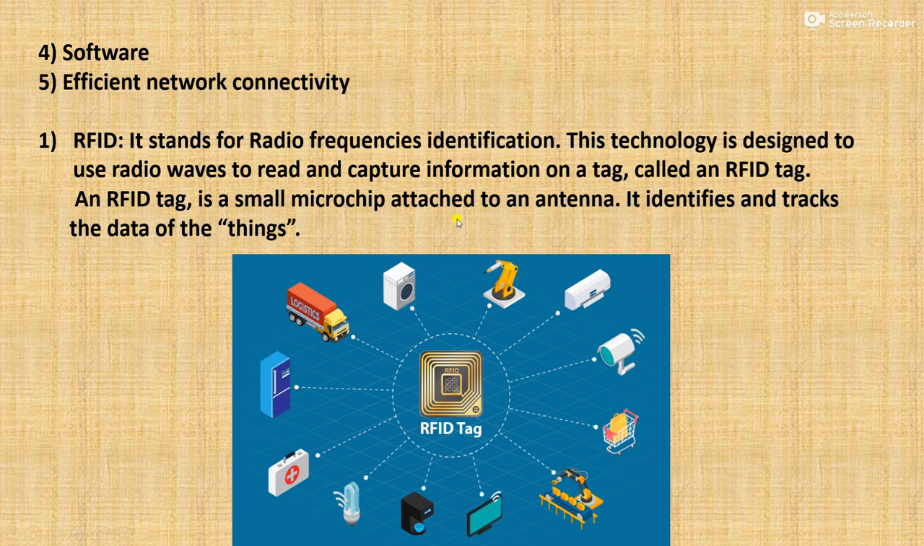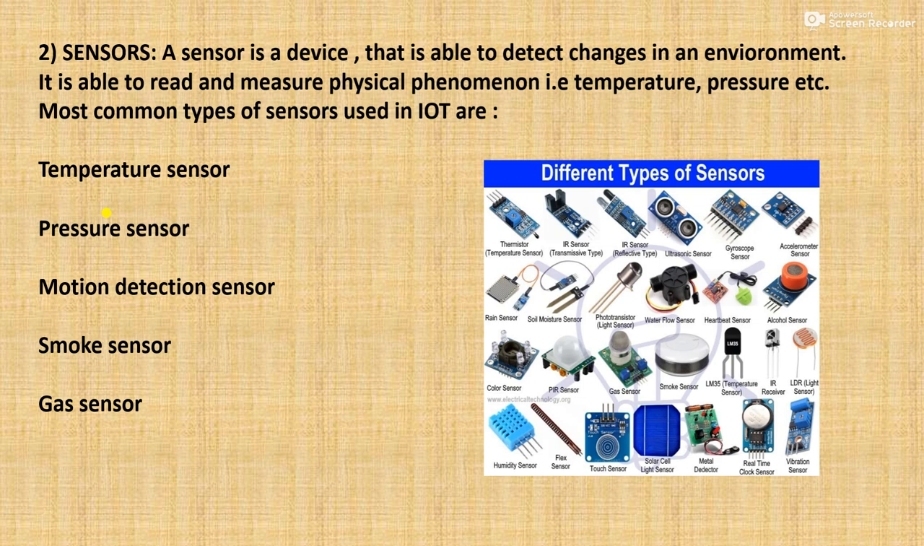So RFID is a small microchip attached to an antenna. It identifies and tracks the data of things. कुछ नहीं, data बताता है कि what this is all about, and what this automobile is. It can be used for safety purposes. This RFID uses radio frequency, and this is radio frequency identification.